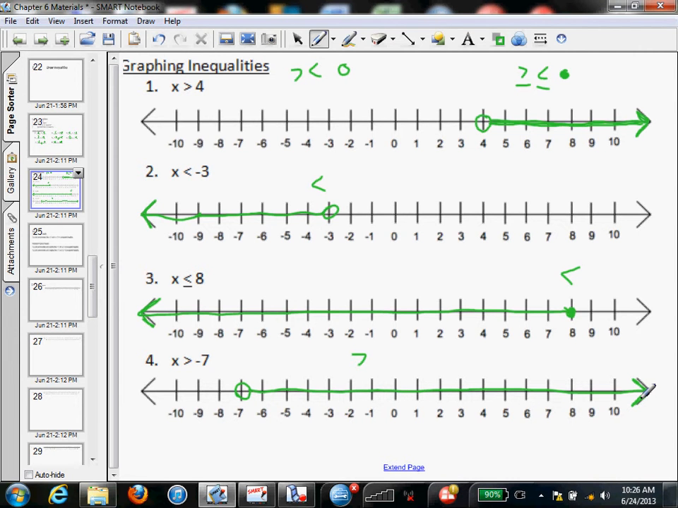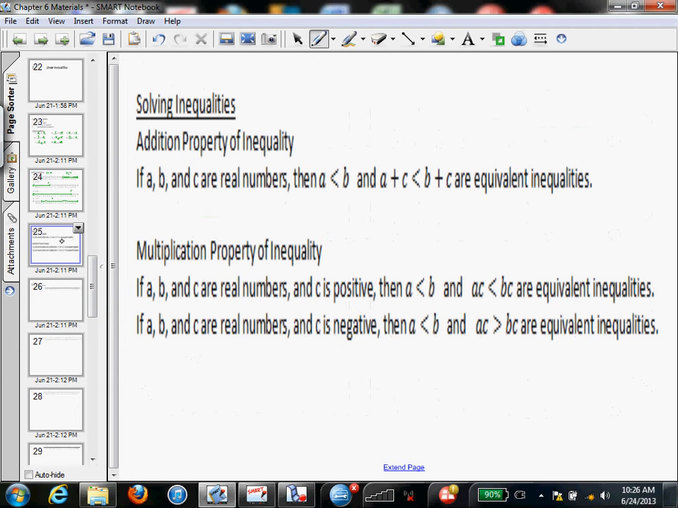Kind of simple inequalities where it's just simply graphing.